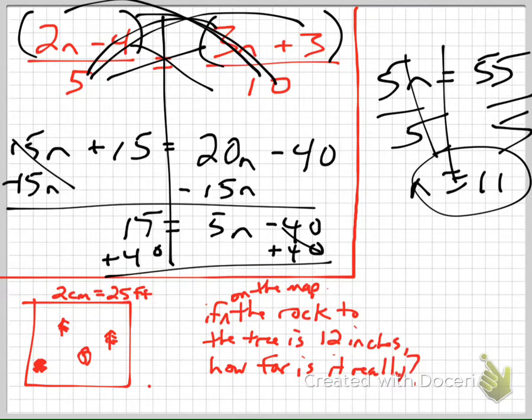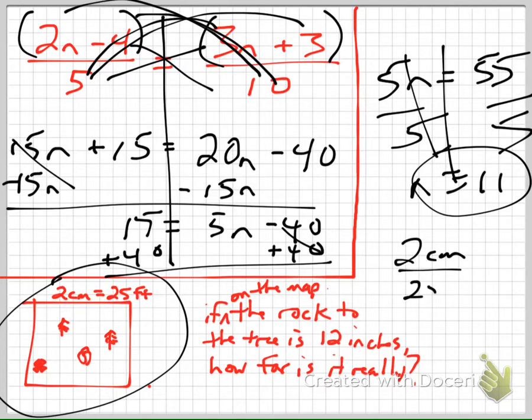On the next one, here's my map. 2 centimeters is 25 feet. It says if on the map the rock to the tree is 12 inches, how far is it really? Oh, I wrote inches. This whole question's done, right? You should have all been like, ugh, unless you know the ratio of inches to centimeters. Did you all figure out that I meant centimeters here? No? Then that would be a mess.